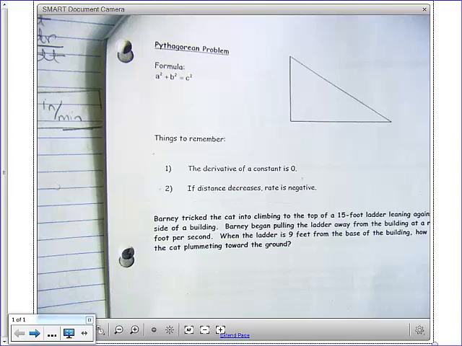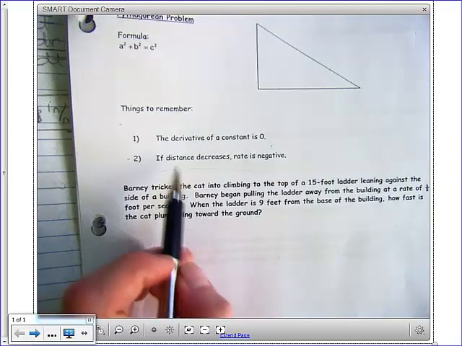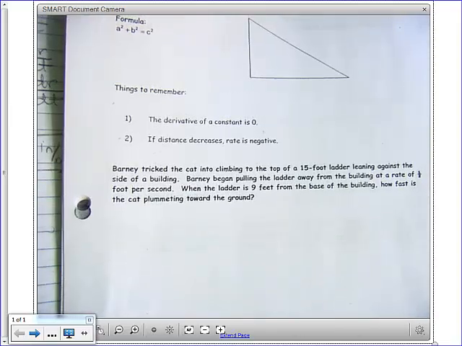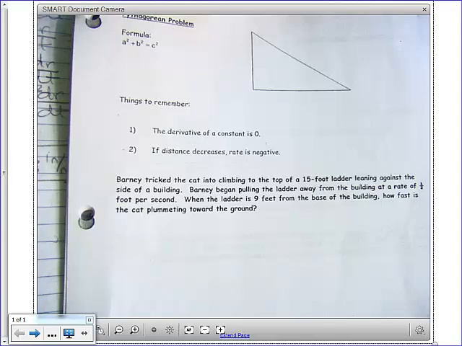Next part, we're going to move to the Pythagorean problem. So there are some things you need to remember here. The derivative of a constant is 0, and if distance decreases, the rate is negative.